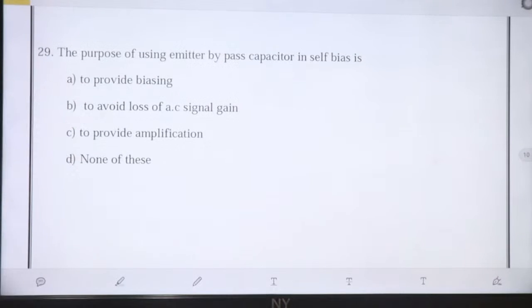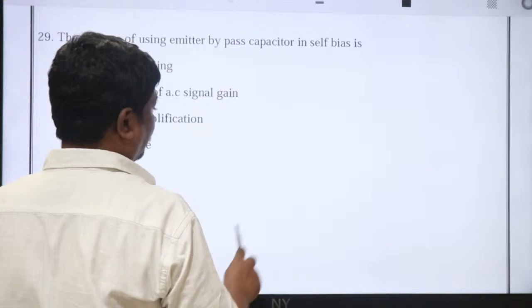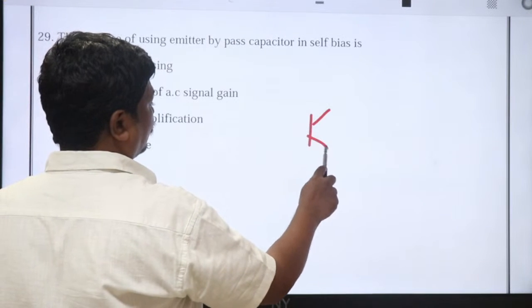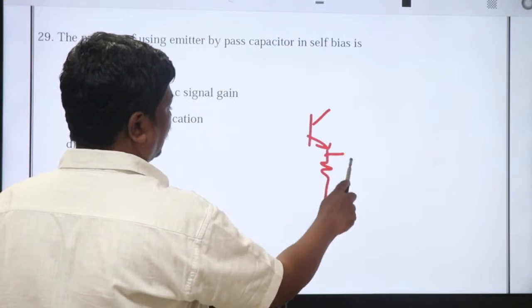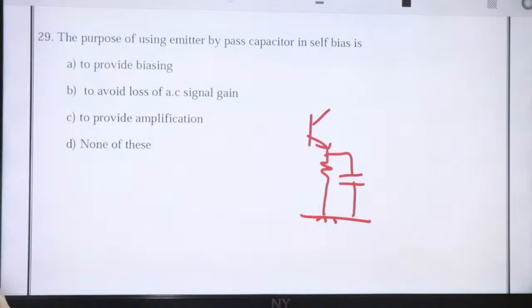The purpose of using an emitter bypass capacitor in self bias is, for example, if we have a transistor here, this is the transistor, we have an emitter resistor here, and a capacitor is connected like this. Why is the emitter bypass capacitor used? You have to answer.